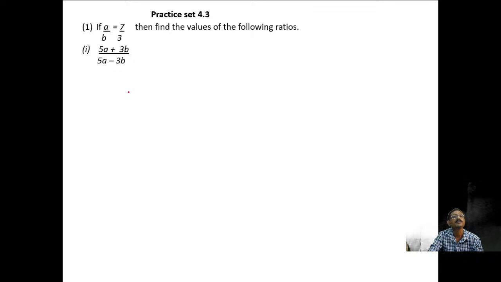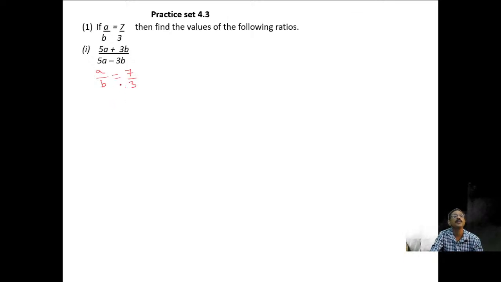What is given to me? If A upon B is equal to 7 upon 3, then find the following ratios. What is the ratio given to me? 5A plus 3B upon 5A minus 3B. Here you have to be a little careful while solving the sum. What is given to me? That I will write first. A upon B is equal to 7 upon 3.